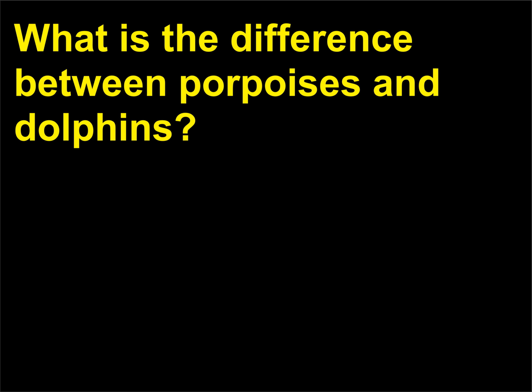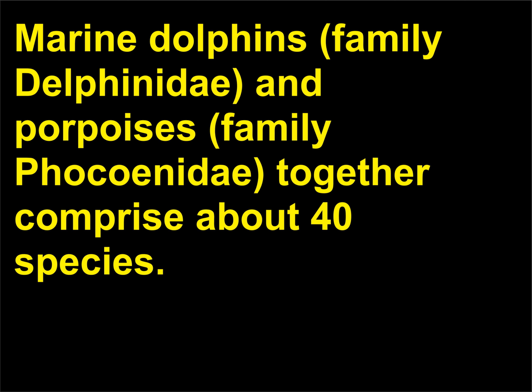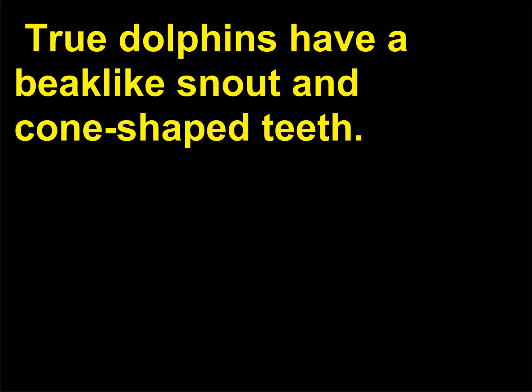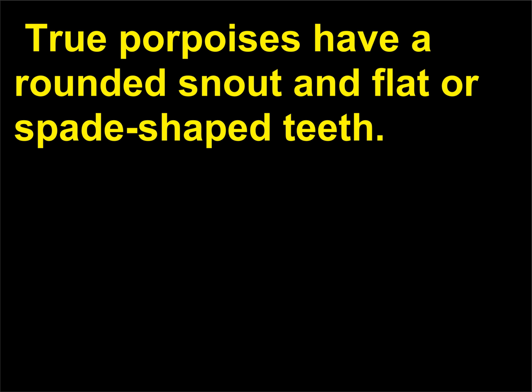What is the difference between porpoises and dolphins? Marine dolphins, family Delphinidae, and porpoises, family Phocoenidae, together comprise about 40 species. The chief differences between dolphins and porpoises occur in the snout and teeth. True dolphins have a beak-like snout and cone-shaped teeth. True porpoises have a rounded snout and flat or spade-shaped teeth.